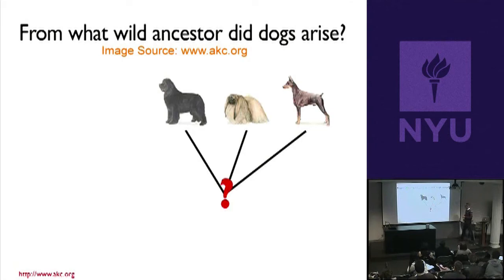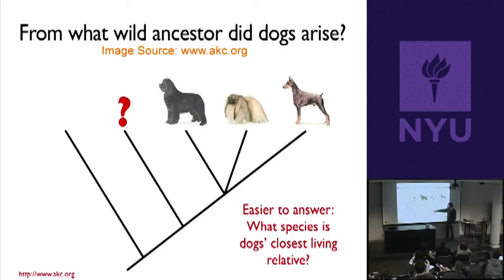So what we need to do is figure out some way to infer what that ancestor was like based on things that are living today. And the way we do that as geneticists is we say, well, we can't get this, but what we can get is the most similar living relative of dogs. And if we get the most similar living relative of dogs, then we can infer that the thing that was domesticated was like that.